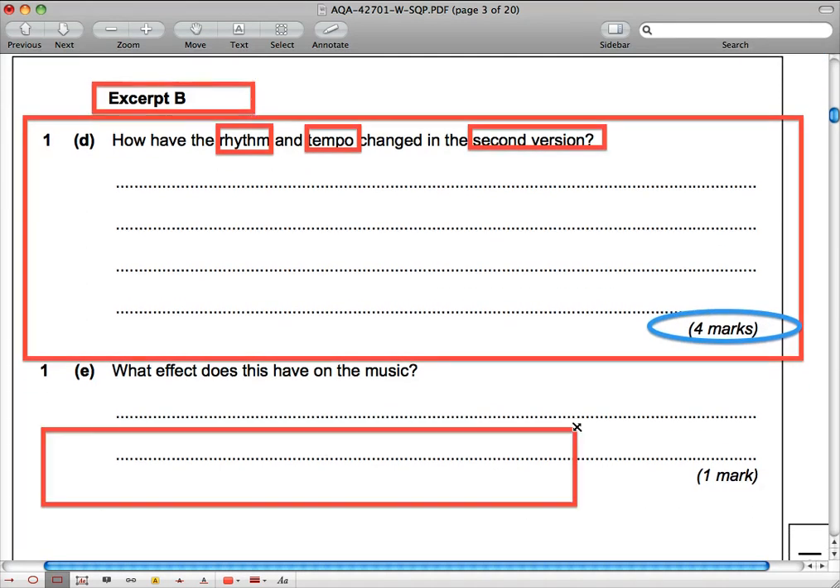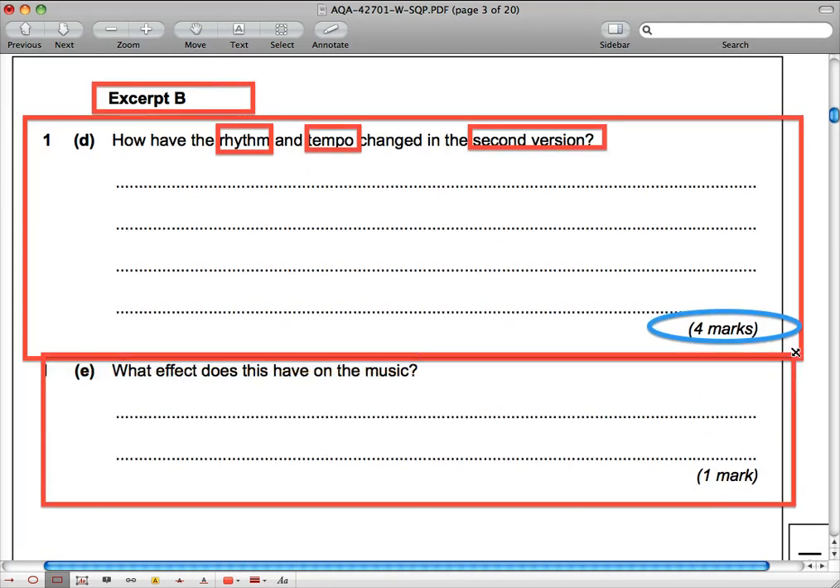Question 1E, the last one on this page, asks you what effect this has on the music. So it doesn't mean what effect is being used in the music. It's not a music technology question. It's asking what effect does this have on the music, in other words, to the way it sounds. And they're only looking for a simple answer worth 1 mark.